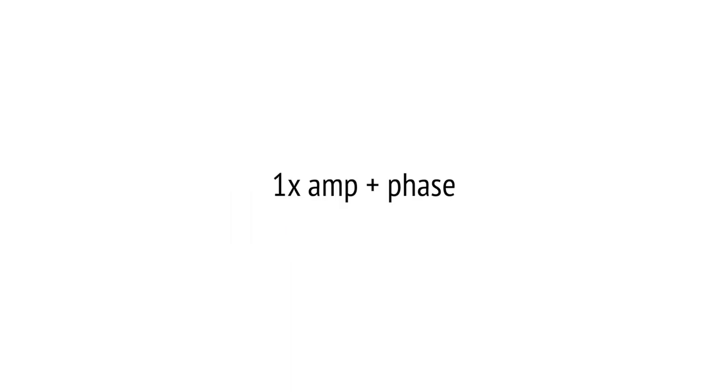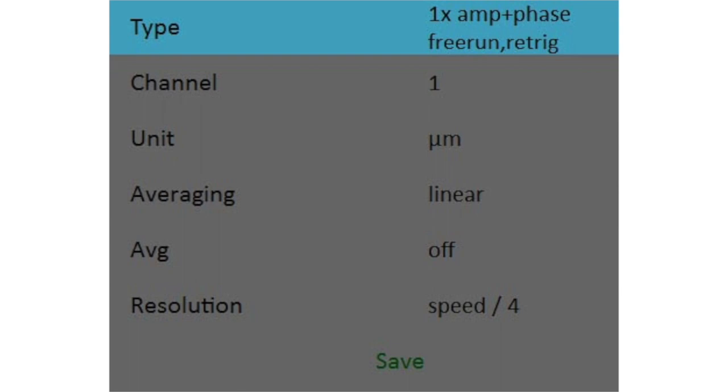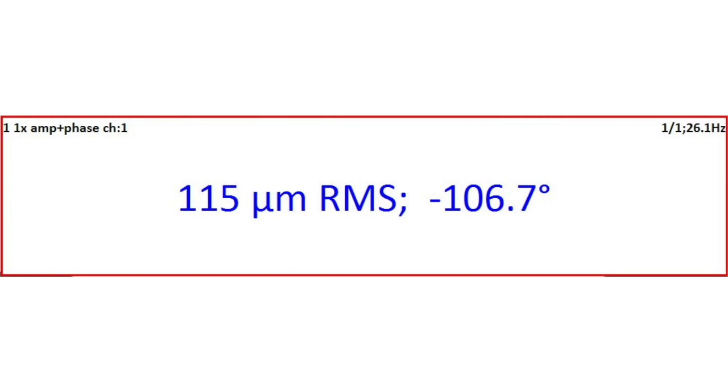This is the simple measurement which displays amplitude and phase on speed frequency. This is the setting. And this is the result screen.